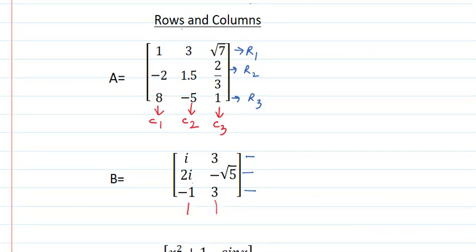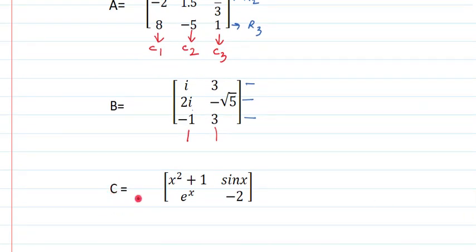Now, I think you can find out how many rows and columns are there in matrix C. There are 2 columns and 2 rows. R1 and R2 are the 2 rows and C1 and C2 are the 2 columns.